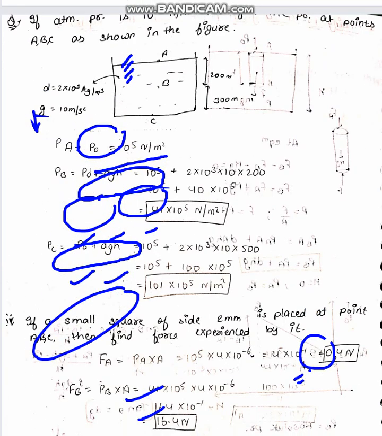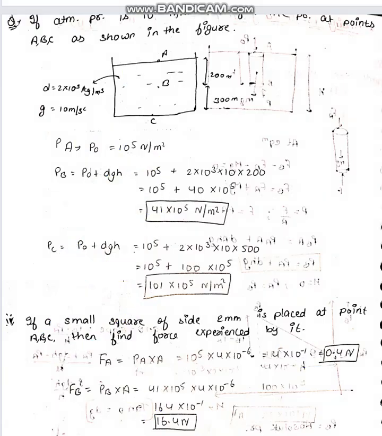Now let's solve a numerical based on this. Suppose a liquid of given density. The first thing we need to find is the pressure at A. Obviously A is open to the atmosphere, so the pressure there is approximately 10 to the power 5 Newton per meter square. Pressure at B is P naught plus dgh. If we calculate, it comes out to be this much. Pressure at C is P naught plus dgh. After calculation, it will be equal to this.